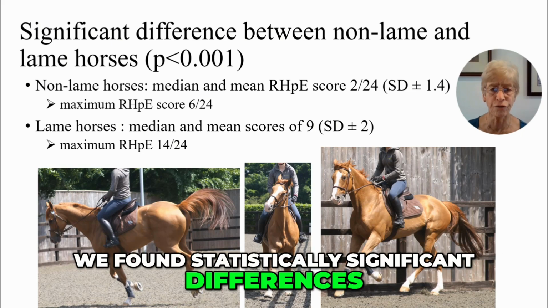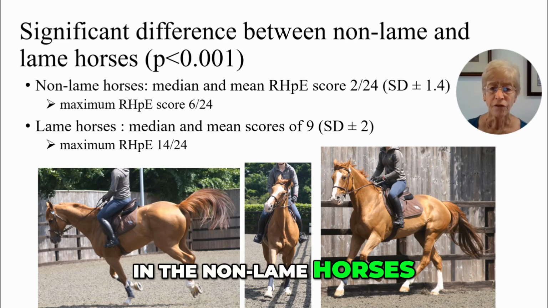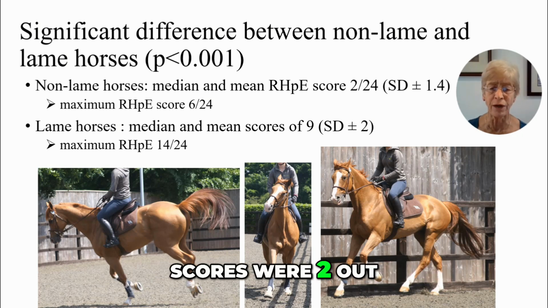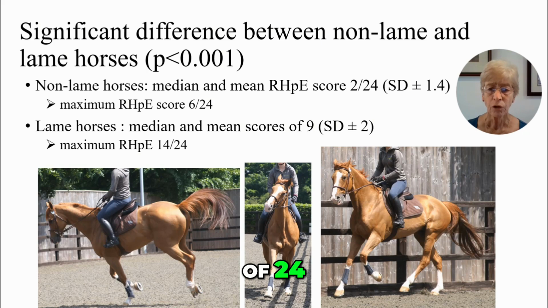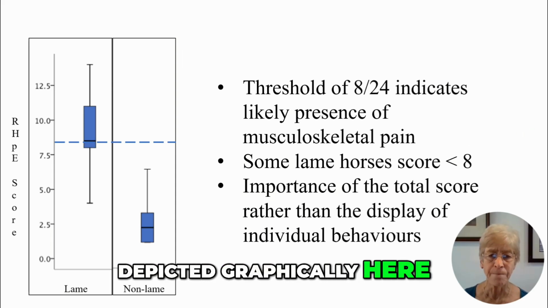statistically significant differences. In the non-lame horses, the median and mean ridden horse pain ethogram scores were 2 out of 24, with a maximum score of 6 out of 24. However, for the lame horses, the median and mean scores were 9 out of 24, with a maximum score of 14 out of 24. So we see this depicted graphically here.